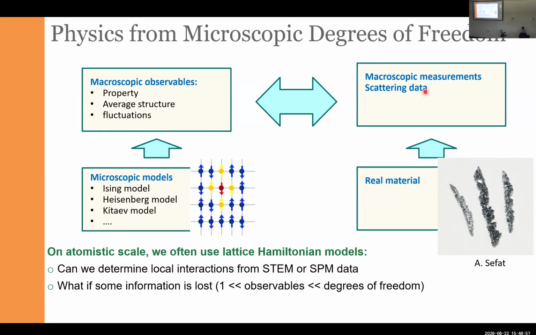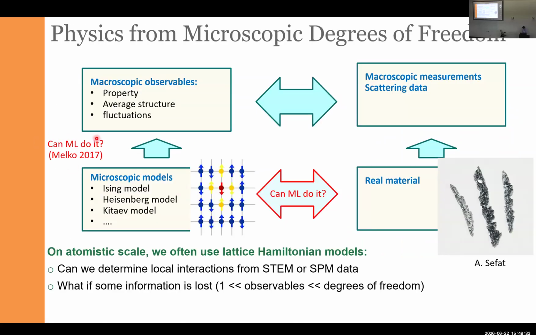And then if you have the real material, you study it by microscopic measurements, and then you somehow try to compare macroscopic observables to macroscopic measurements, and from that you want to infer the microscopic behaviors. So this is how condensed matter physics worked for the last 80 years or so, and it worked very successfully. But the direct question is, do we actually have to do that? What if we observe these microscopic degrees of freedom directly? Can we learn the microscopic laws directly from these microscopic degrees of freedom?